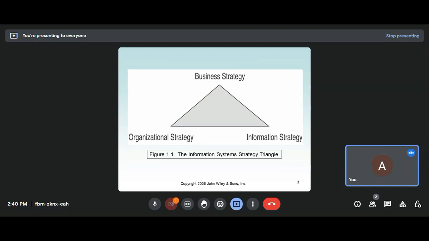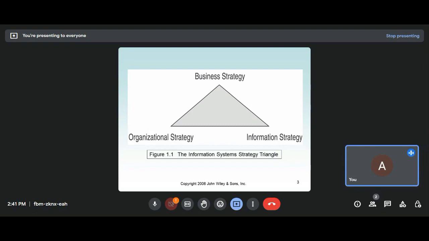The information systems strategy triangle is a conceptual framework that illustrates the relationship between information systems, organizational strategy, and the business strategy. It was developed by McFarland and McKinney in the late 1980s and is still widely used today. The triangle is made up of three interdependent components: the business strategy, organizational strategy, and the information strategy. At the center of the triangle is the organization's mission statement or overall business objective.